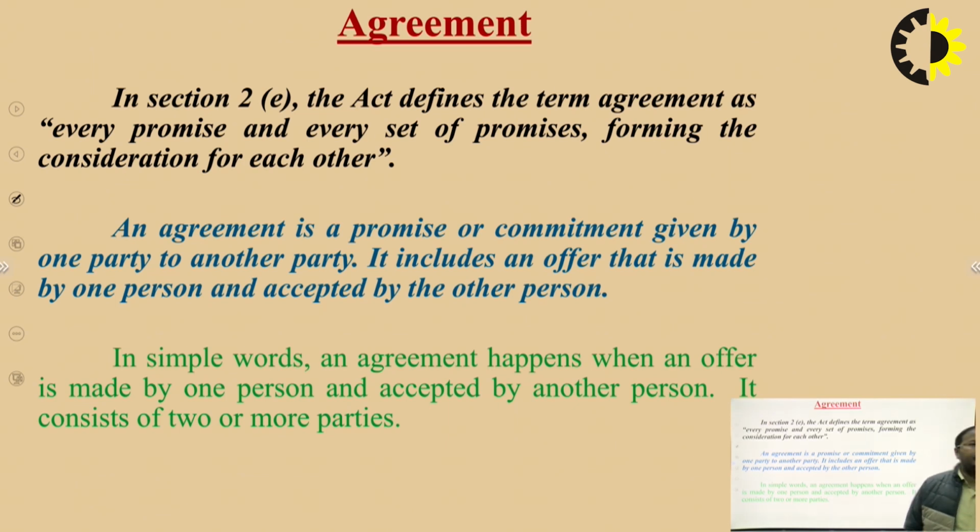Now, agreement: in section 2(e), the Act defines the term agreement as every promise and every set of promises forming the consideration for each other. An agreement is a promise or commitment given by one party to another party. It includes an offer that is made by one person and accepted by the other person. In simple words, an agreement happens when an offer is made by one person and accepted by another person. It consists of two or more parties.